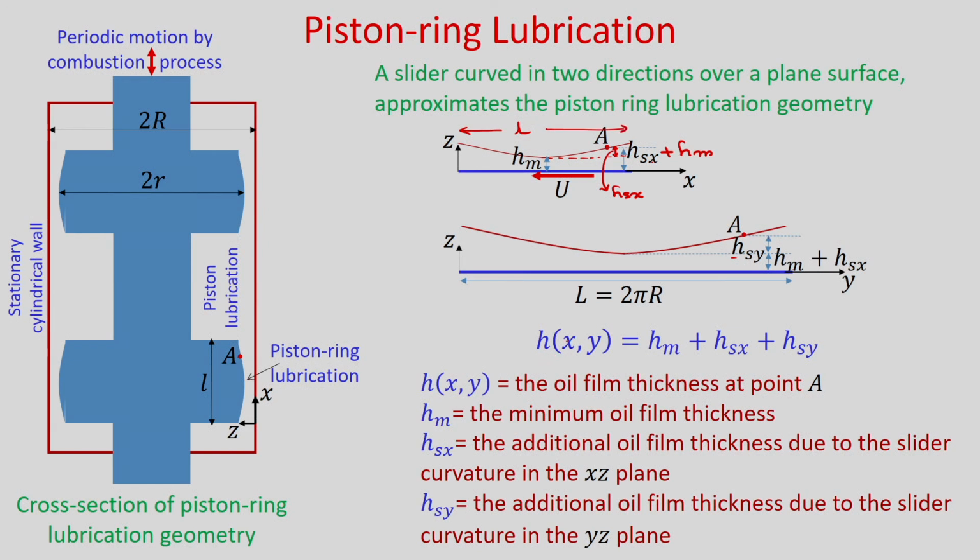So, we can write that the film thickness h is a function of x and y, equal to hm plus hsx plus hsy. Here hm is the minimum oil film thickness, hsx is the additional oil film thickness due to the slider curvature in the xz plane, and hsy is the additional oil film thickness due to the slider curvature in the yz plane. Obviously it is an unsteady motion because there is a periodic motion due to the combustion process. So first, let us write down the Reynolds equation in the two dimensional case.